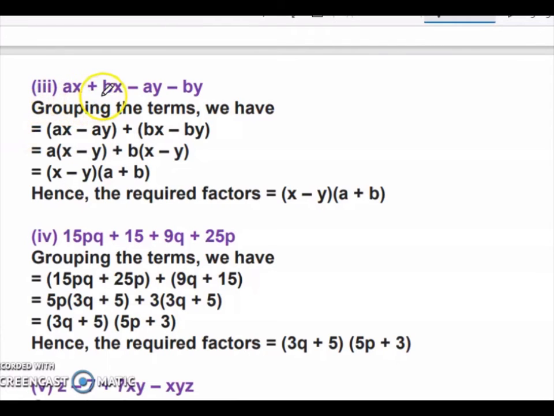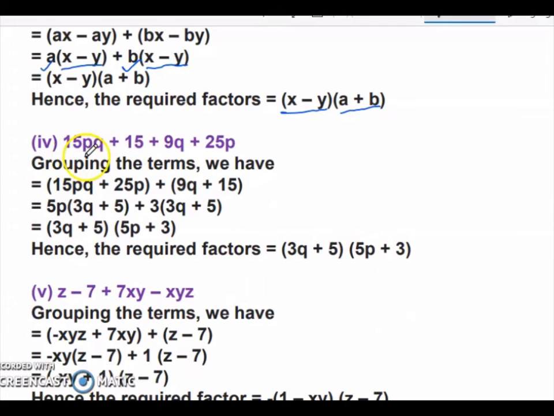The third one is ax plus bx minus ay minus by. In this one, we can group the terms in this way: ax minus ay as one group plus bx minus by as another group. Then we can take a common in the first two, that is a into x minus y, plus b into x minus y. So now we have x minus y common between these two groups. So we can take that outside, and a plus b, that is the remaining two terms, will be coming in the next bracket. So the required factors are x minus y into a plus b.